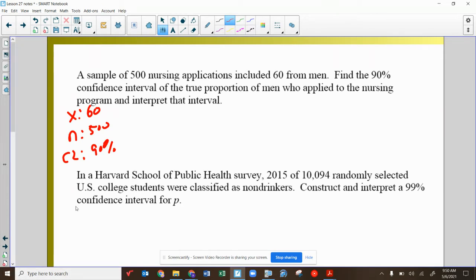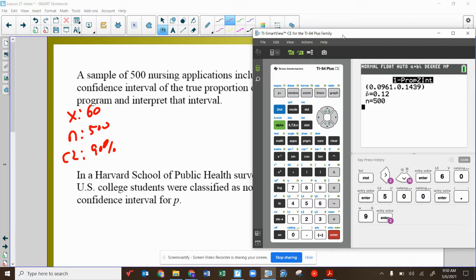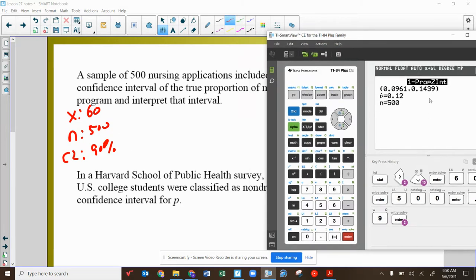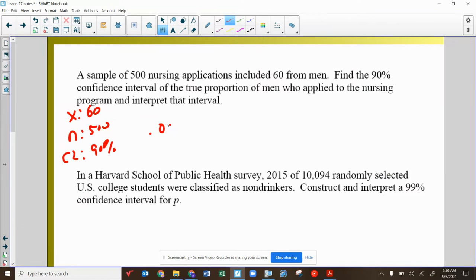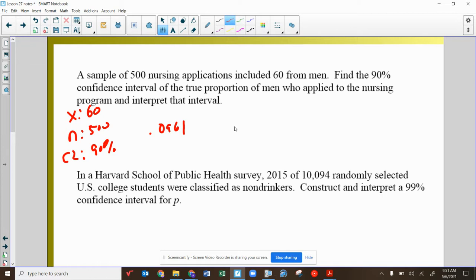Okay, so in the calculator, we would type those three things in. So X is 60 and N is 500. Confidence level written as a decimal, 0.9. You don't have to put 90. You can just do that. And then hit calculate, and it will give you this. So if I did ask for p hat, 60 divided by 500 is 0.12. So you get these numbers right here: 0.0961 and 0.1439. Okay, so the true proportion is going to be somewhere in between there with 90% confidence.